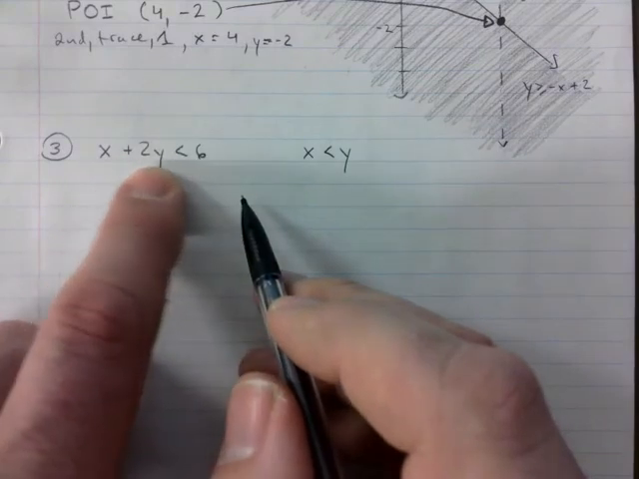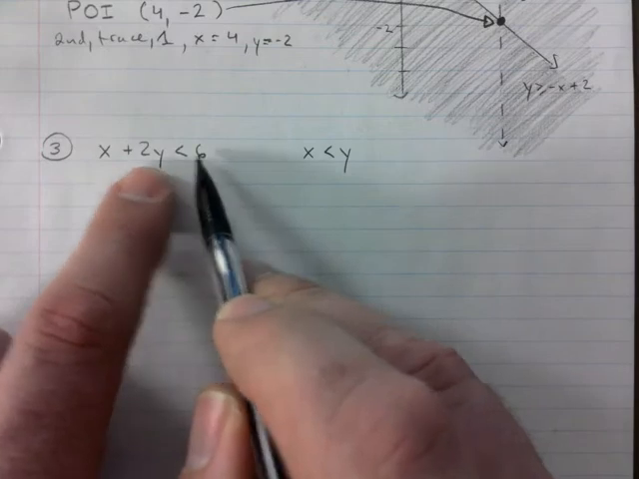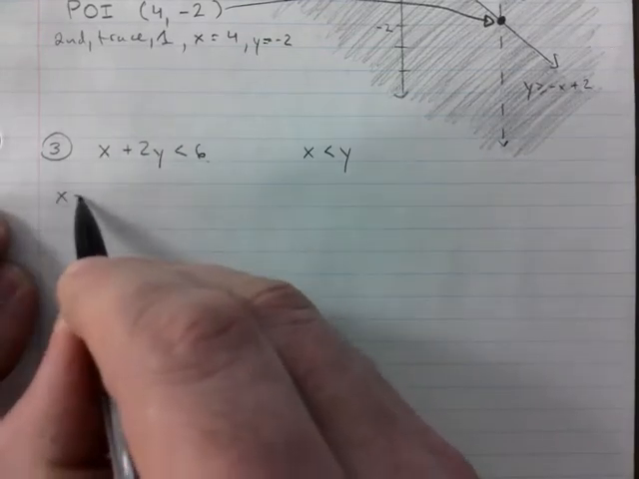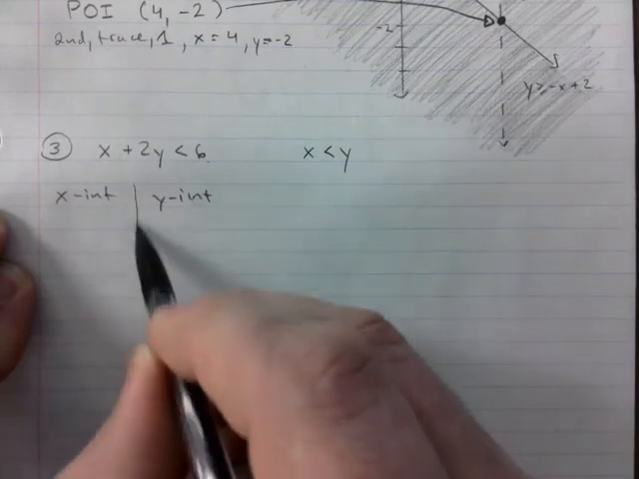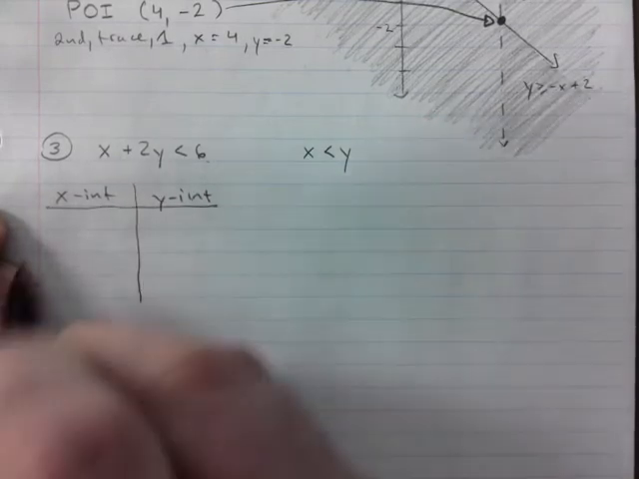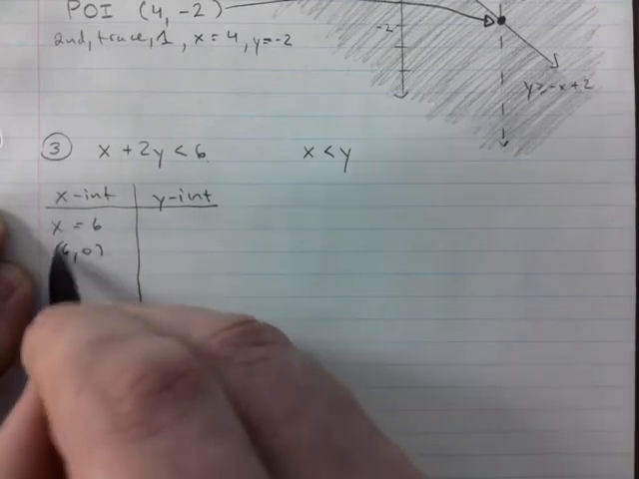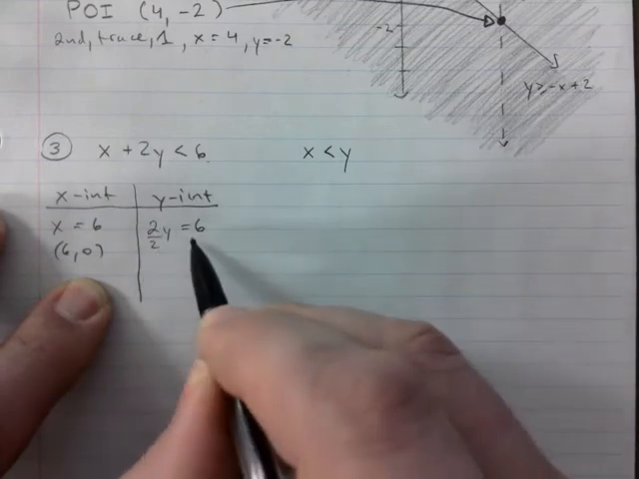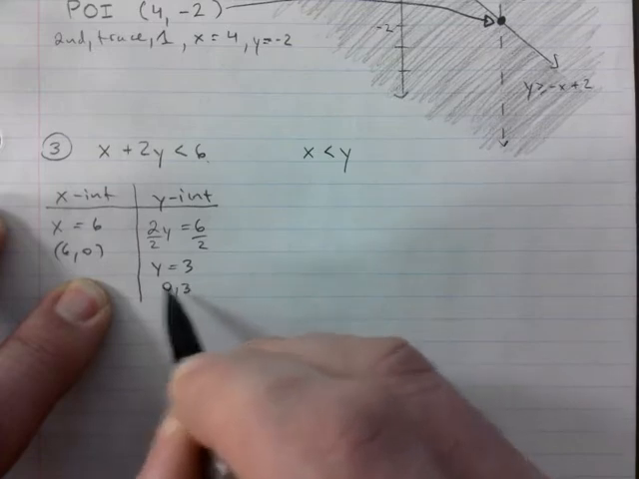So let's do this one first. This one is exactly how I would like it to be. You have x, y, and a constant. So let's go ahead and find the intercepts. This should not take you that long anymore. Okay, so I'm actually going to rush through it. X is equal to 6, so it's 6, 0. And then 2y equals 6, divide everything by 2. Y is equal to 3, so it's 0, 3.